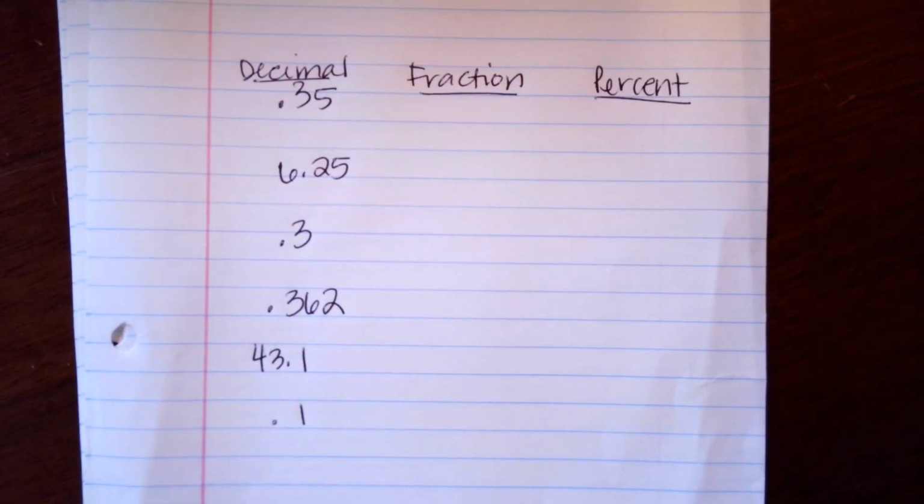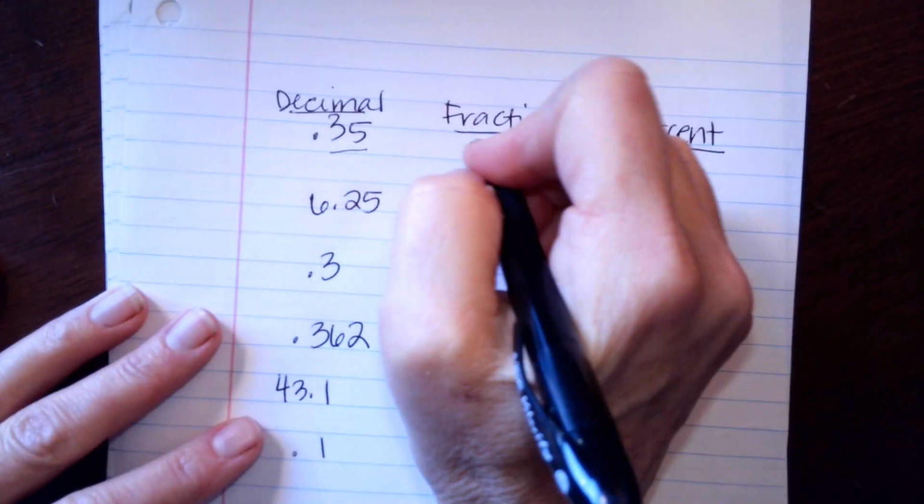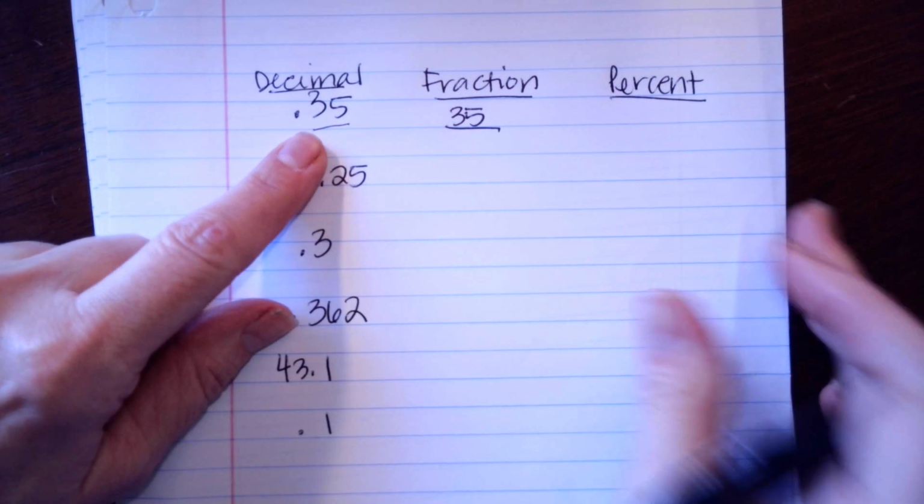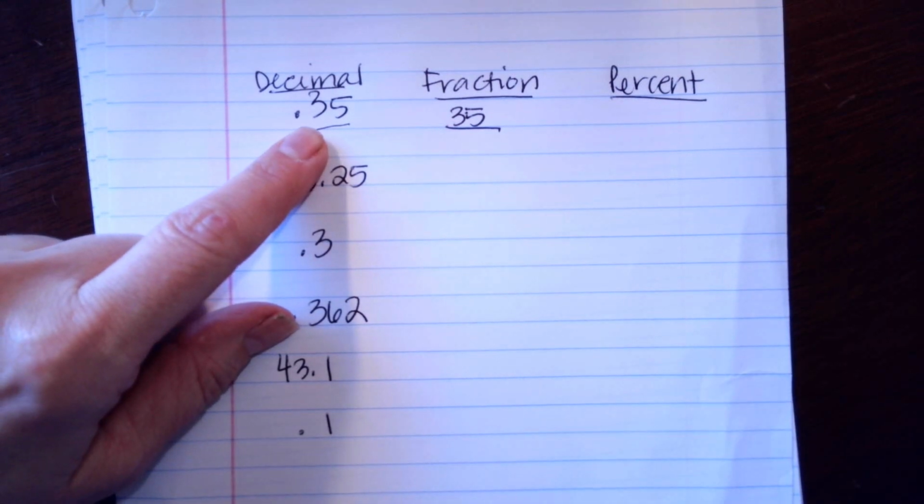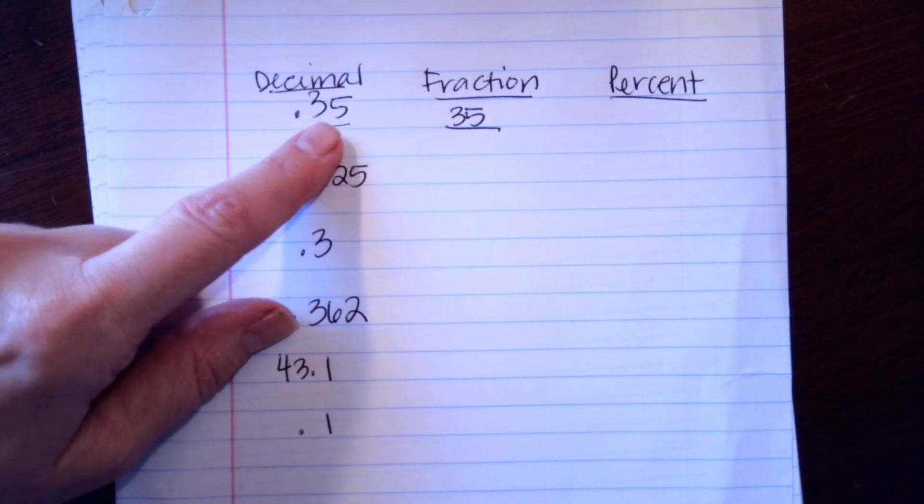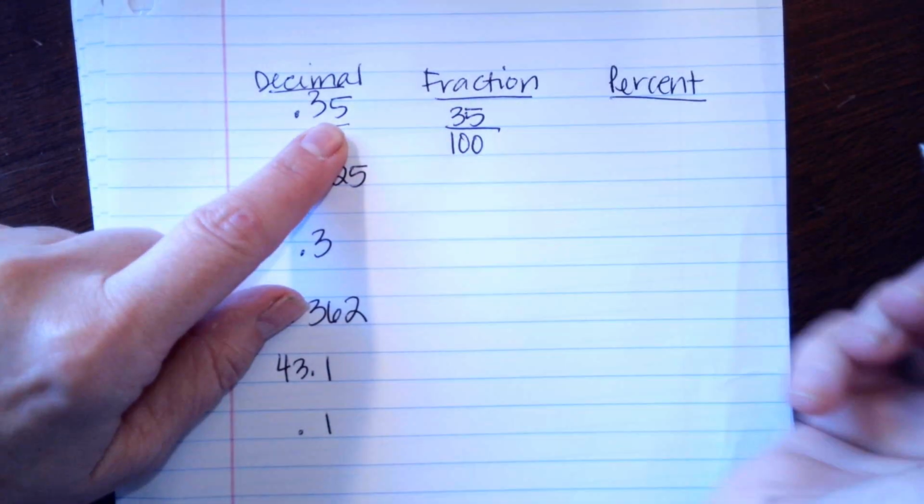Okay, to change a decimal to a fraction, you take whatever number they have here and make that your numerator. And then whatever place value the number ends on becomes your denominator. So this is the tenths and this is the hundredths. So the denominator is 100.